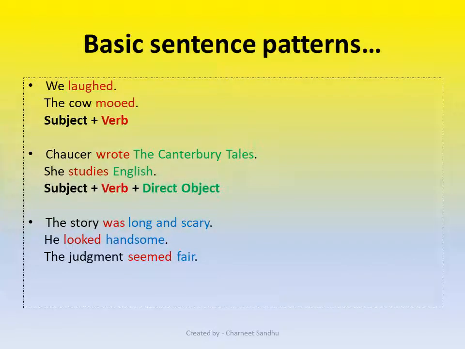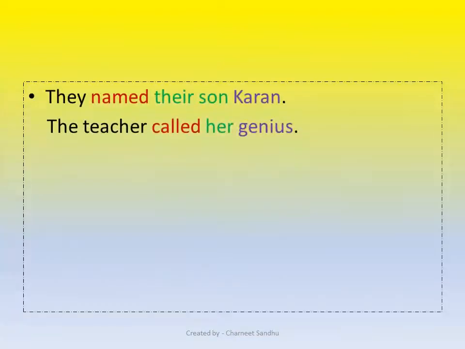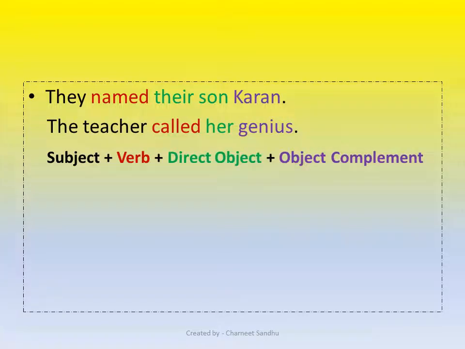The story was long and scary. He looked handsome. The judgment seemed fair. The sentence is subject plus verb plus subject complement. They named their son Karan. The teacher called her genius. Subject plus verb plus direct object plus object complement.